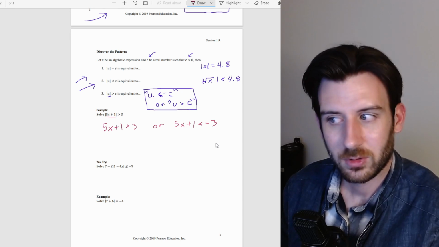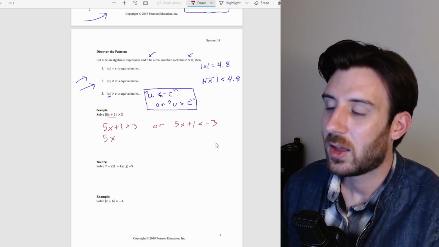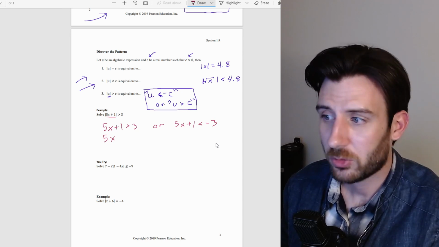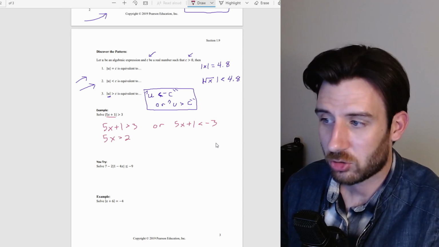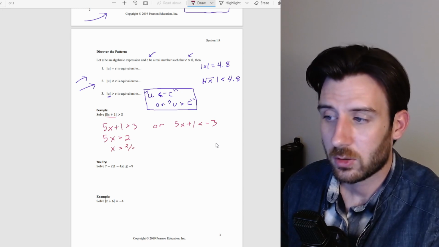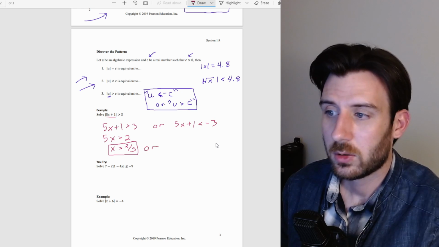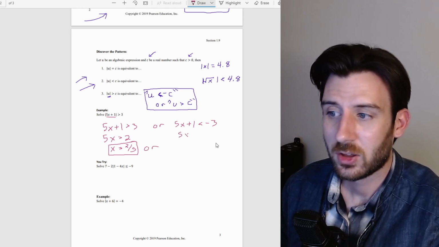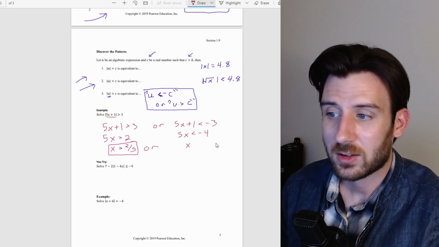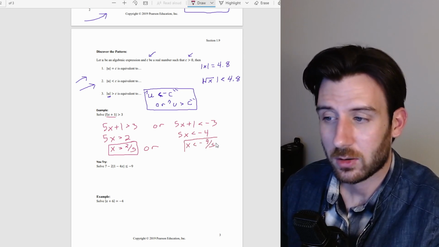Kind of cool. Well, don't we have everything we need to solve on down then? 5x has to be, we could subtract 1 from both sides, greater than 2, and that means then x has to be greater than 2/5. That works out just fine. Or, over here we've got 5x, and then we'll subtract 1 from both sides, that's going to be negative 4, and then I've got x is less than negative 4 over 5. That would work out just fine.